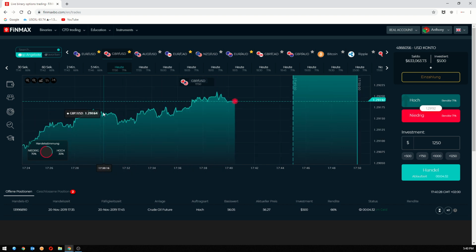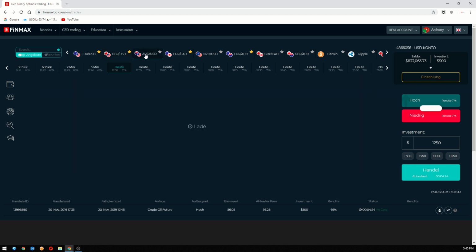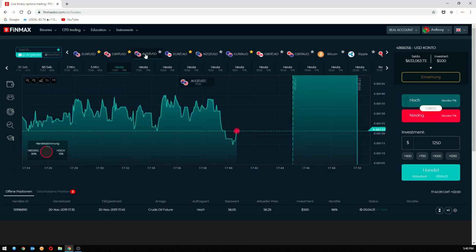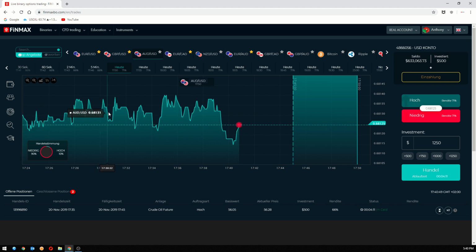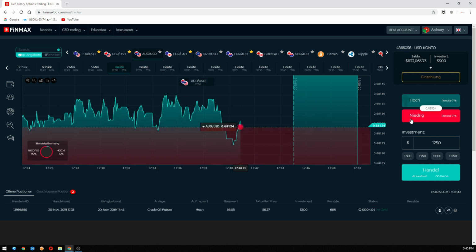So how it was in the 30 minutes. Here the US dollar was not affected so much. We can see it. What about the Australian dollar USD? Yes, it was the rise. It was going in the same direction. Yes, a pretty good position.